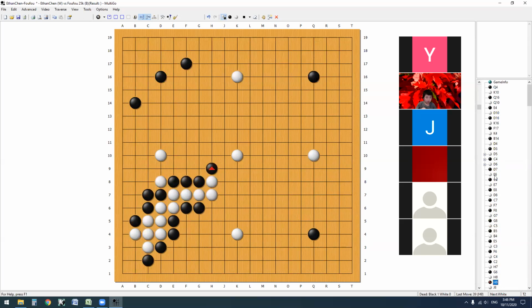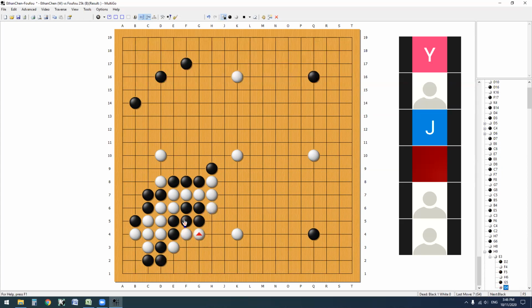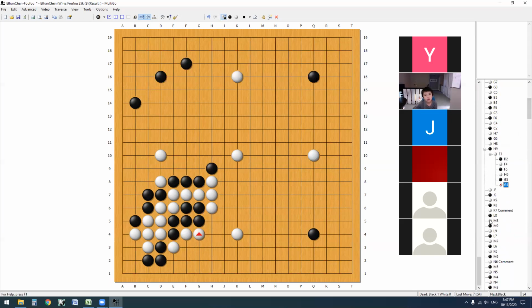I think the main problem for black is too many cutting points. Ethan, you can even just cut here and you can kill these two stones. If he connects, you can just do this and you kill these five stones. So if your opponent has so many cutting points, you should punish it by just cutting. You punish it right away just by cutting.